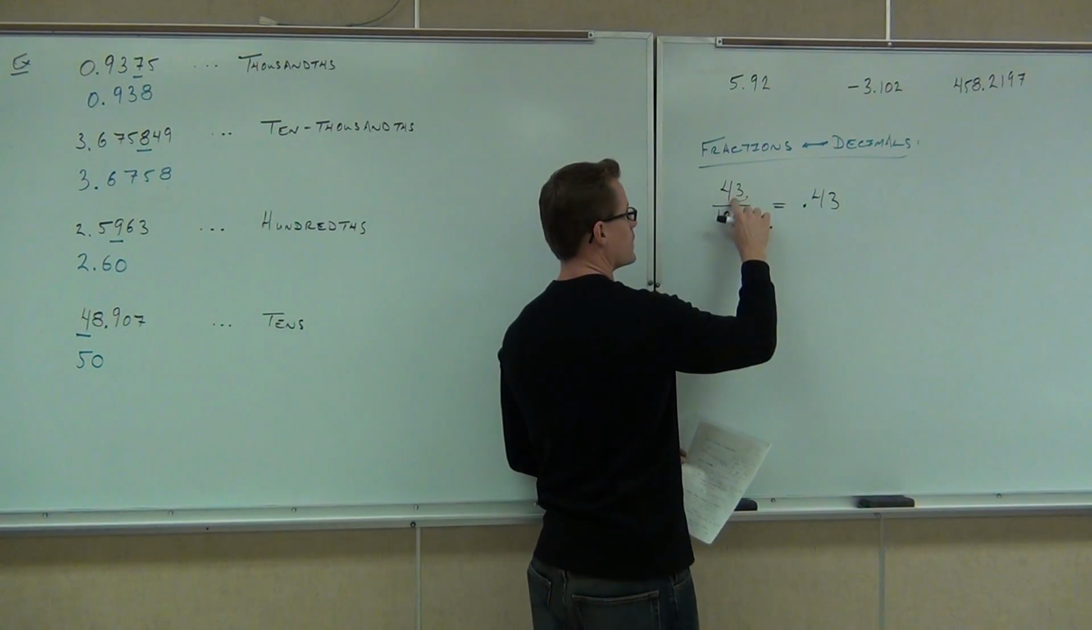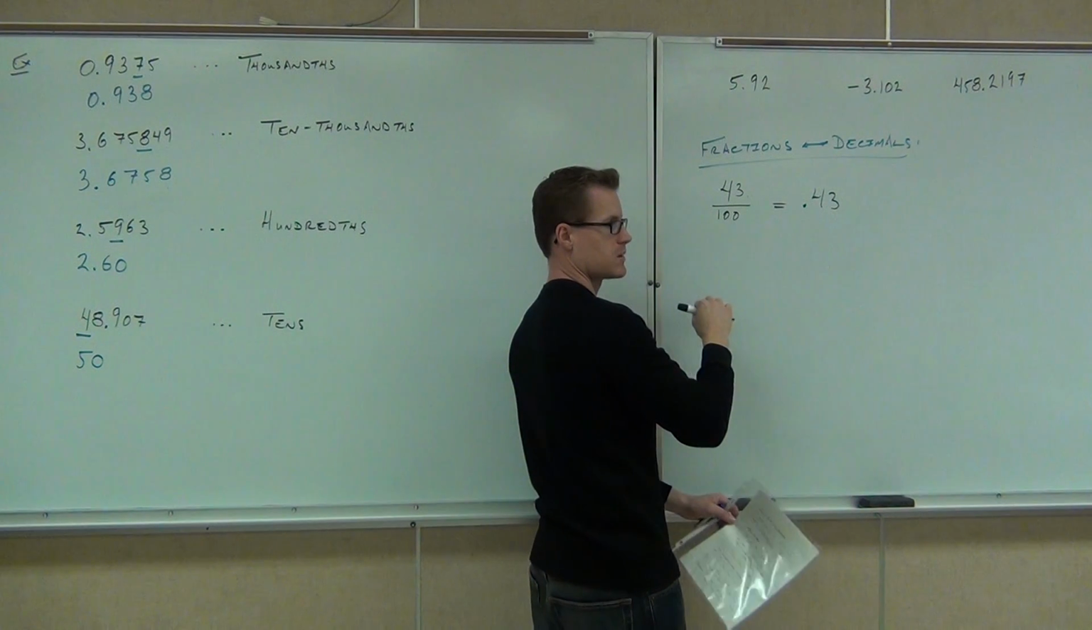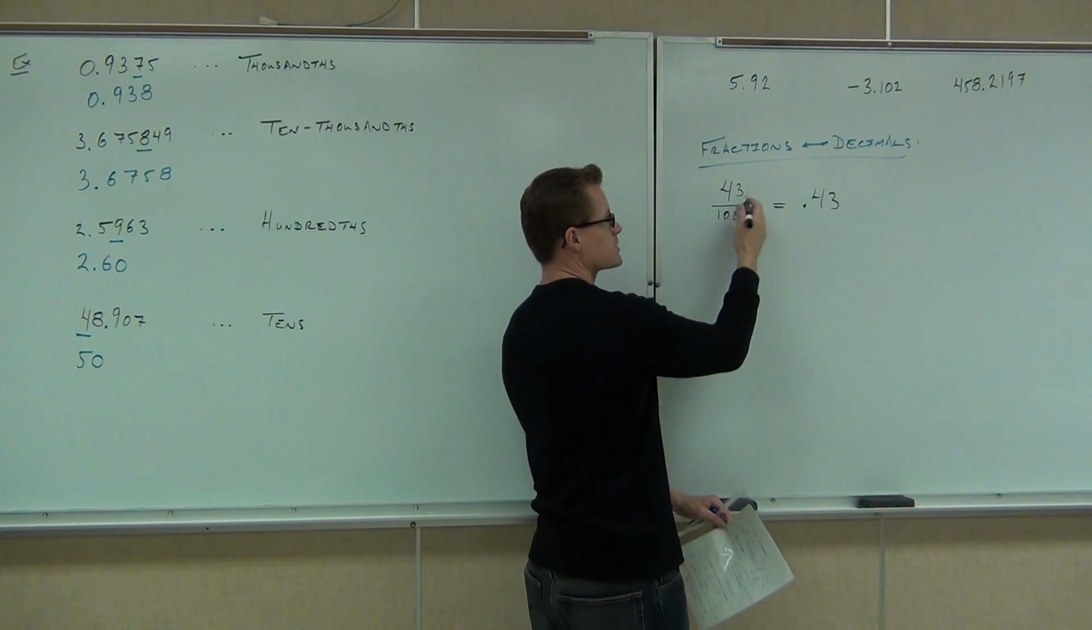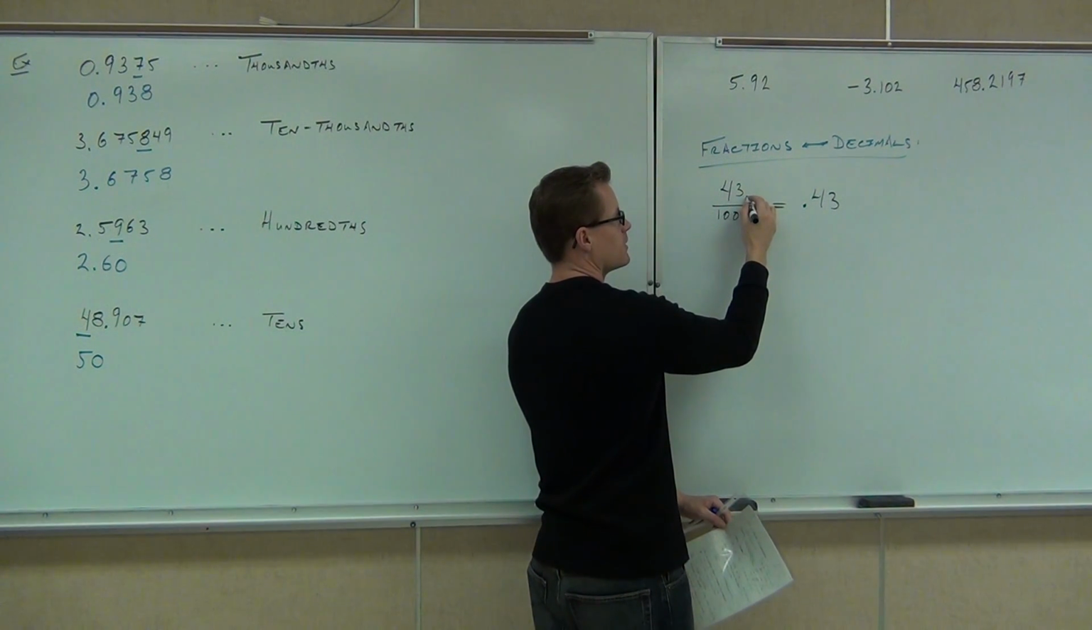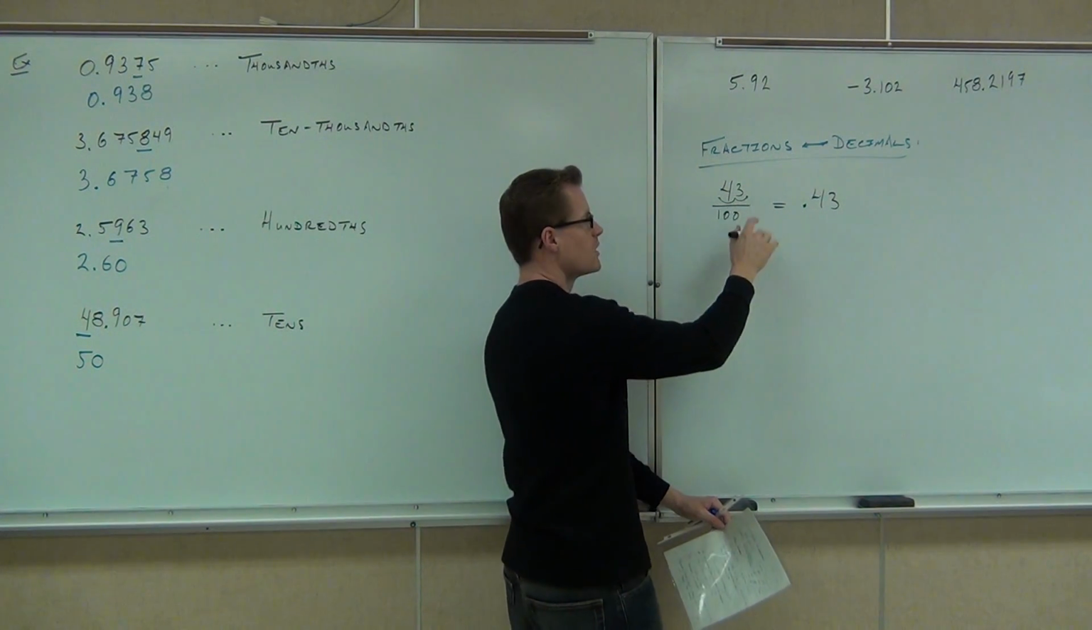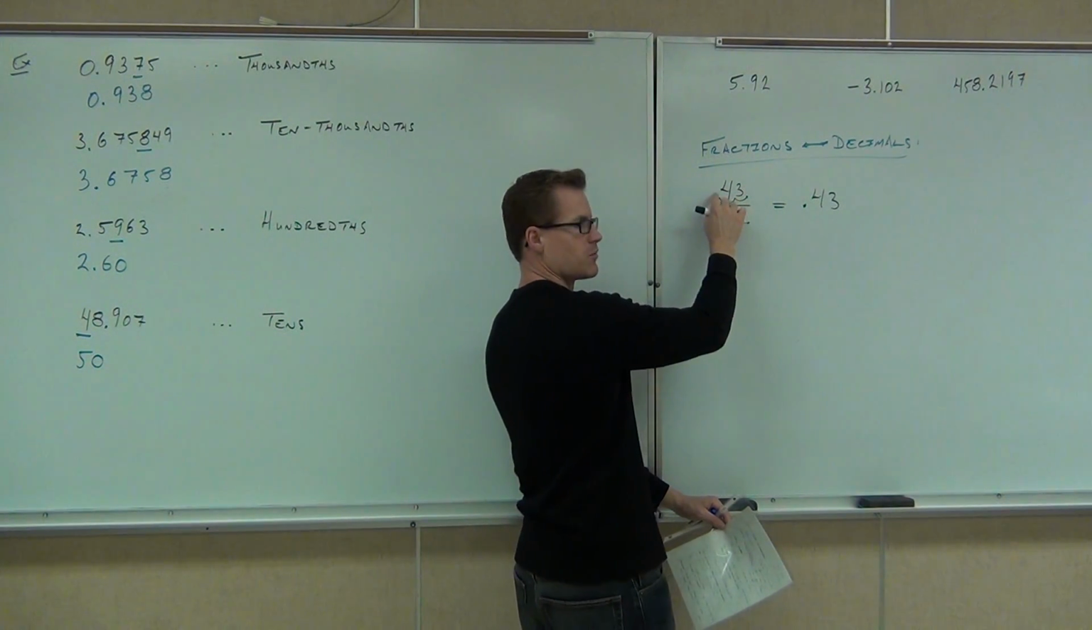So you started with 43. You said you had 2 zeros down here. What that means is that we're talking about parts of 100. That moves. This would be parts of 10. This would be parts of 100.